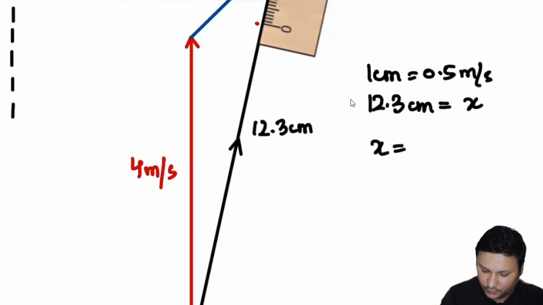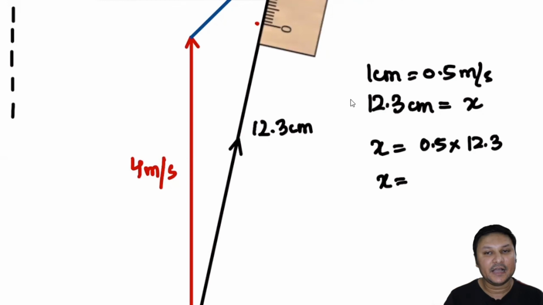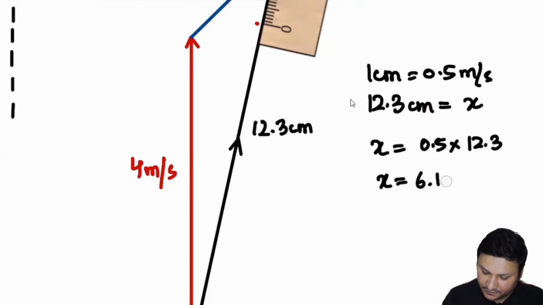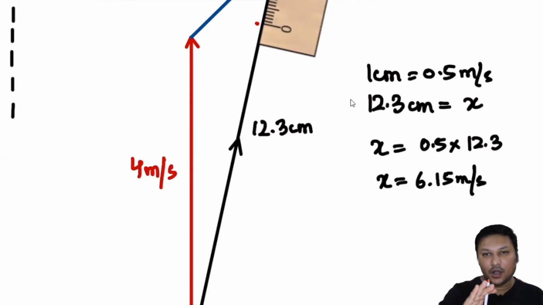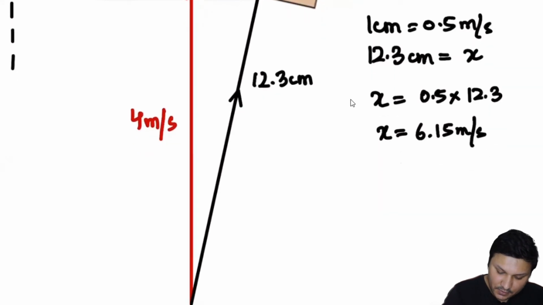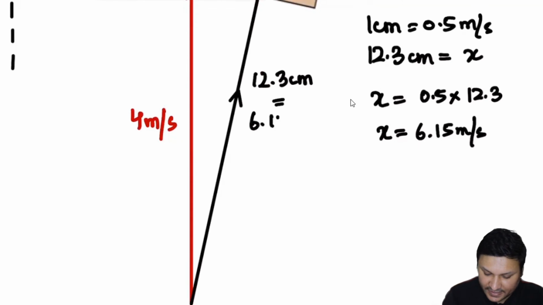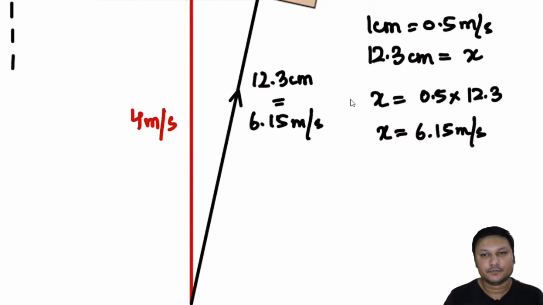So what we'll find out, we will just multiply 0.5 by 12.3 according to cross multiplication, and what we will have is 6.15 meter per second as the magnitude of the resultant vector. So that means 12.3 centimeter is basically 6.15 meter per second. We have found out the magnitude of the resultant.